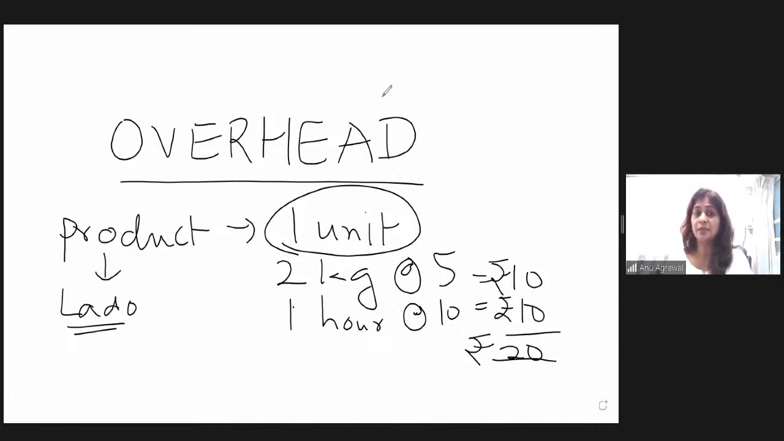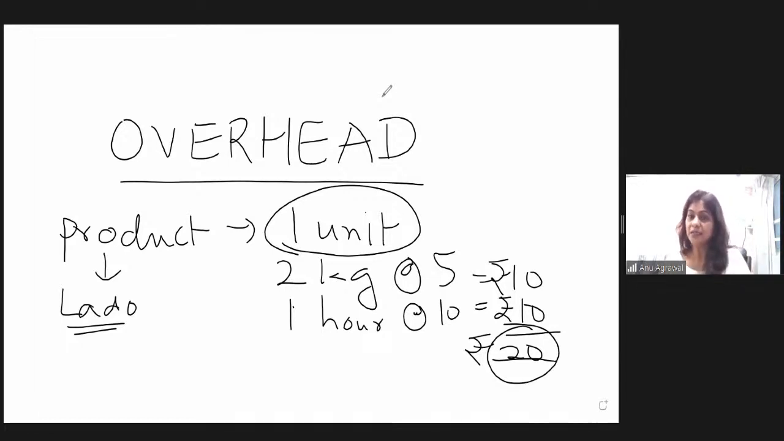But do you think the costing gets over here? Do you think that only this 20 rupees is the cost of that product? The answer is no. Because this is just the prime cost which we can actually see, which we can identify with the product.